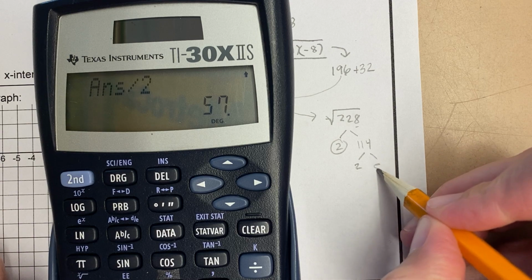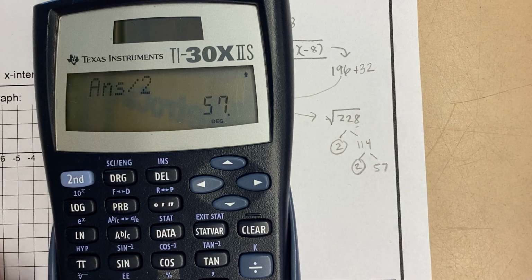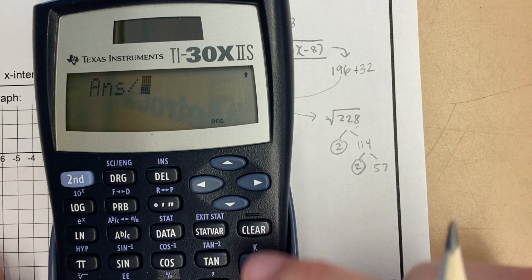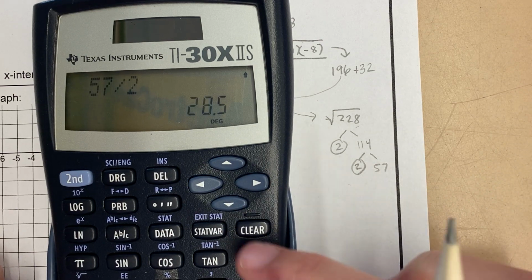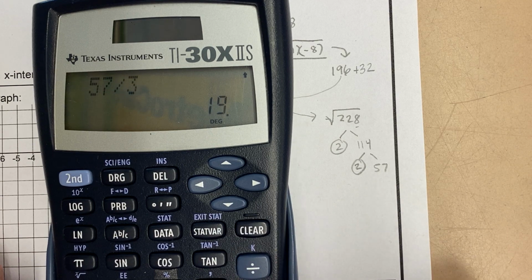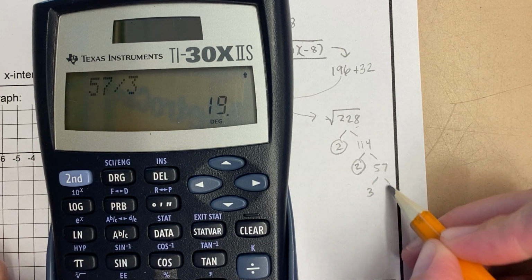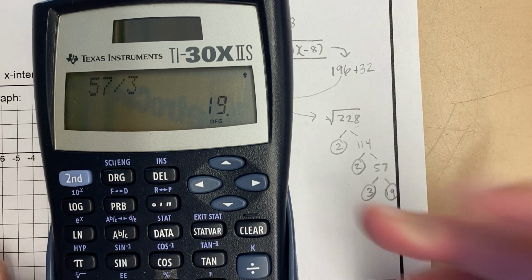I get 57. Now let's see. Can I divide 57? Is it divisible? It's not even, so I know it's not divisible by 2. 57, can I divide it by 3? Oh, yeah, I can. So now 3, 19. I know these are prime.